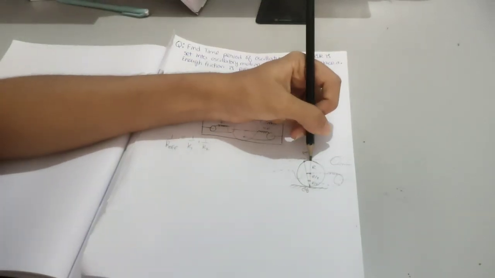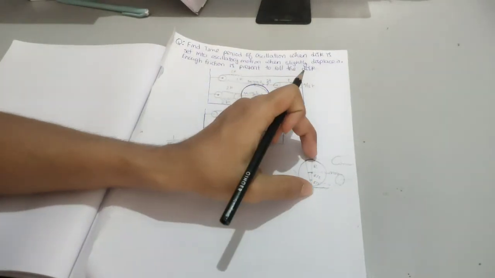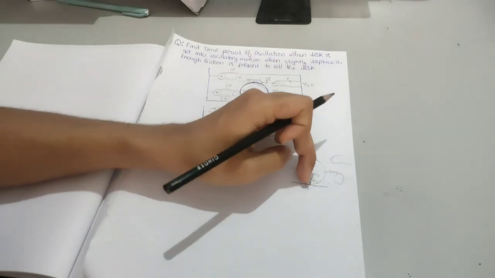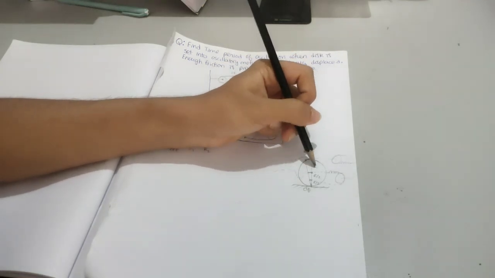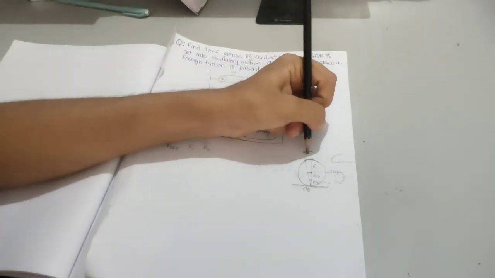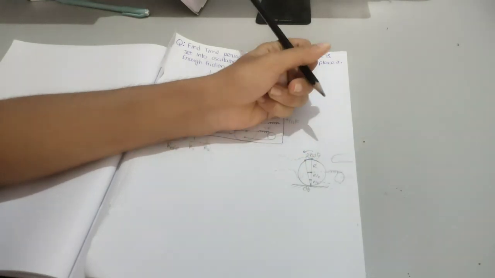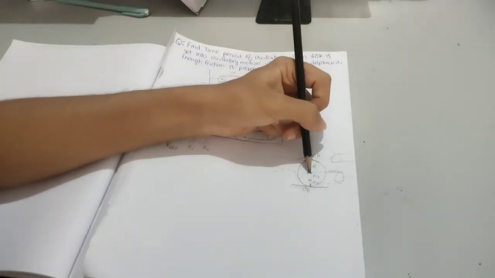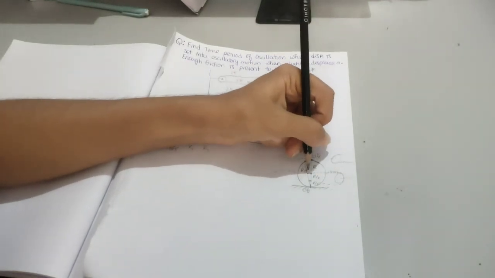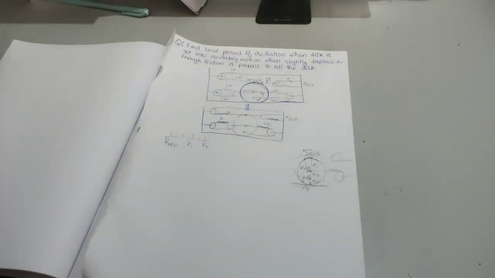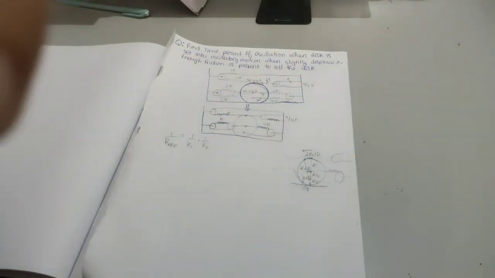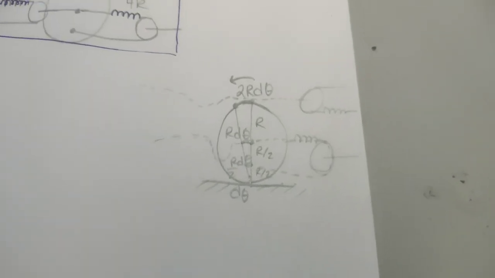And we know that the arc length can be given by distance times the angular displacement. Here the distance between this and this is 2r. So here the displacement is going to be 2r d theta. And over here it's going to be r d theta. And here it's going to be r by 2 d theta. Right? If you cannot see it very well, so that's how it is.